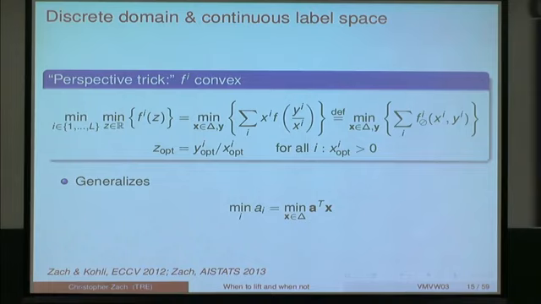What shows up here is the perspective of a convex function, which is also not too well known in the computer vision literature, but it starts to emerge quite often in these kinds of programs.